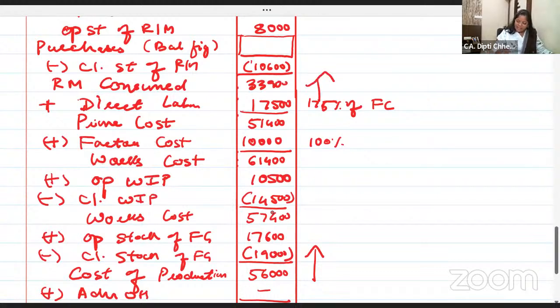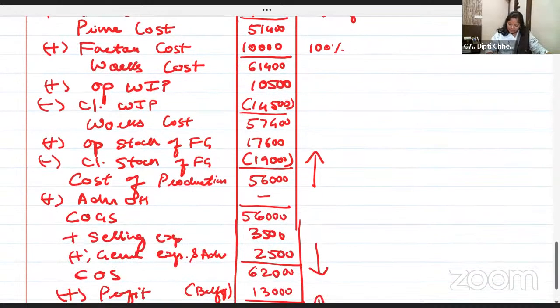We are still going upward. 33,900 plus 10,600 minus 8,000. You are getting your purchases as 36,500, answer. Tell me, is this clear to all of you?